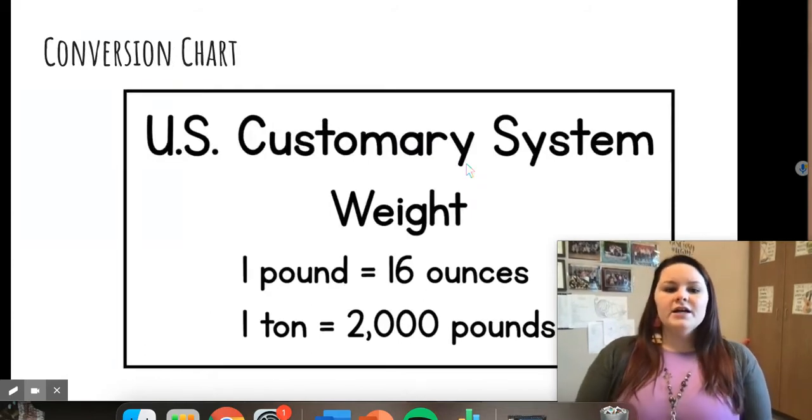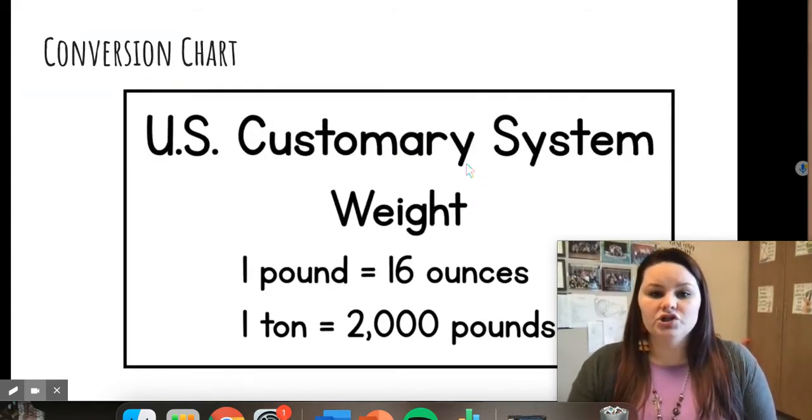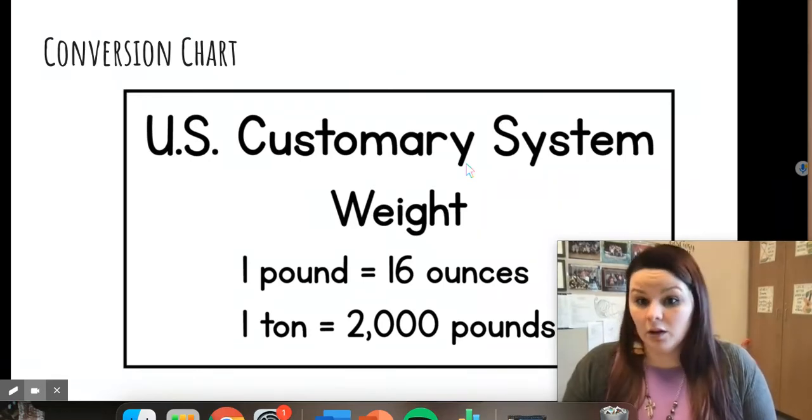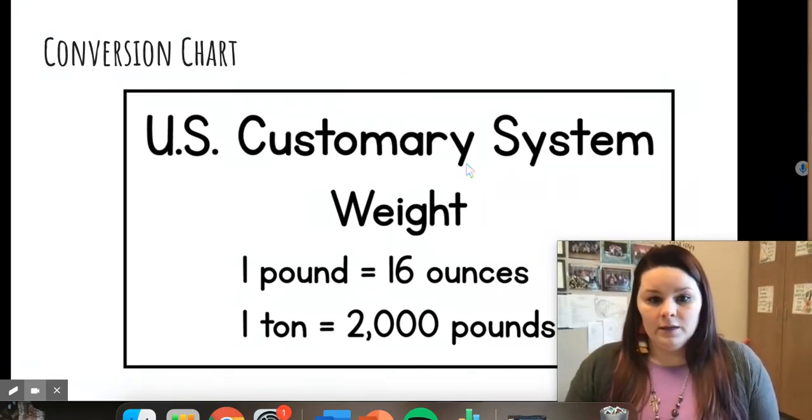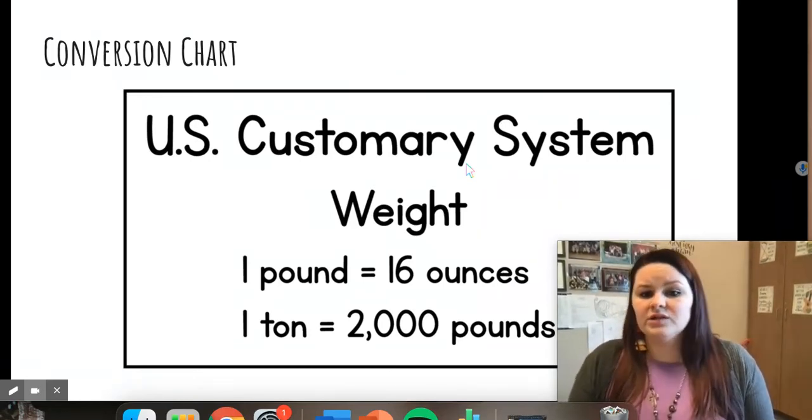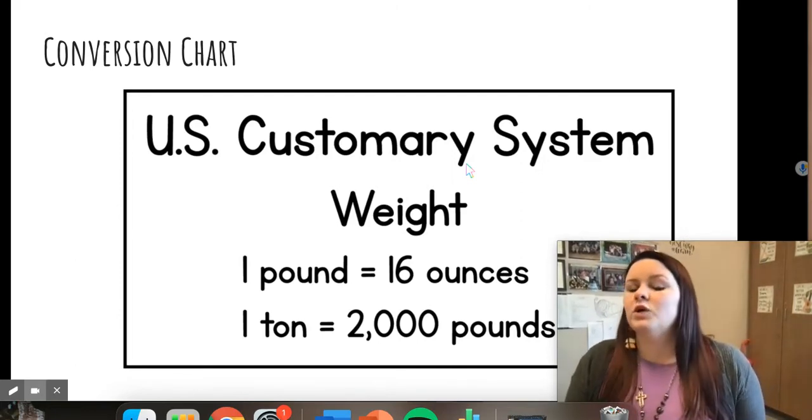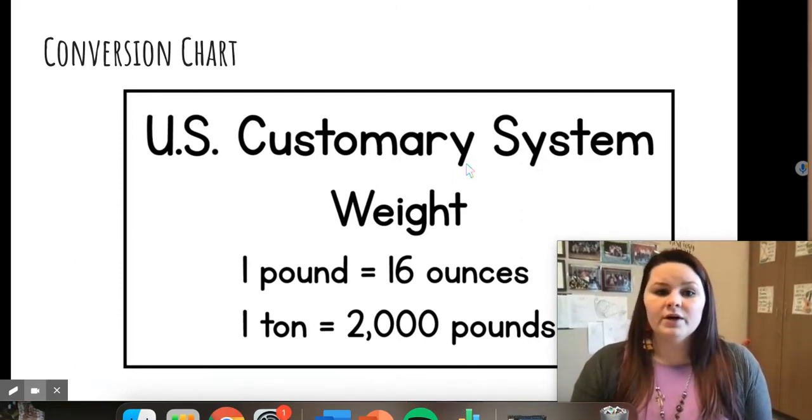Okay, so here is the weight conversion chart. So ounces are the absolute smallest that you can get with weight. And then we go to pounds. So there are 16 ounces in 1 pound and 2,000 pounds in 1 ton. So there's not a lot to remember as far as U.S.